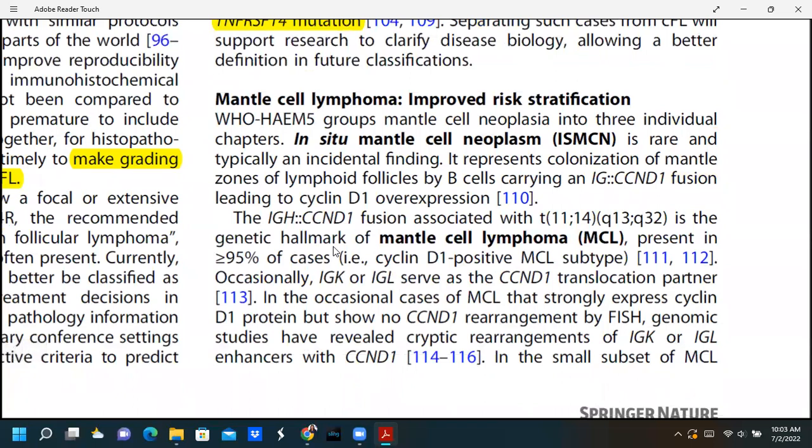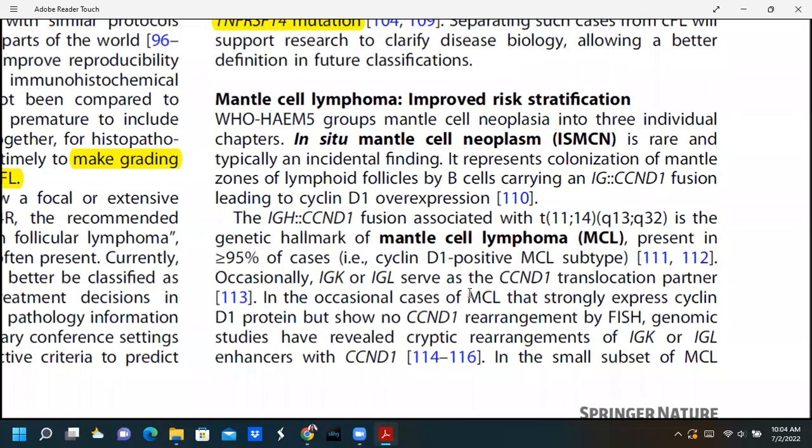So mantle cell lymphoma, the WHO Heme 5 subgroups the mantle cell neoplasia into 3 different categories as individual chapters. So in situ mantle cell neoplasm is rare and typically an incidental finding. It represents colonization of mantle zones of lymphoid follicles by B cells that are carrying the IGH-CCND1 fusion, leading to cyclin D1 overexpression. The IGH-CCND1 fusion associated with translocation 11;14 is the genetic hallmark of mantle cell lymphoma, which is present in more than 95% of the cases. Occasionally, IgK or Ig lambda serve as CCND1 translocation partners.